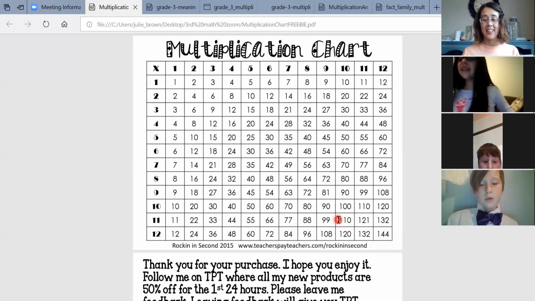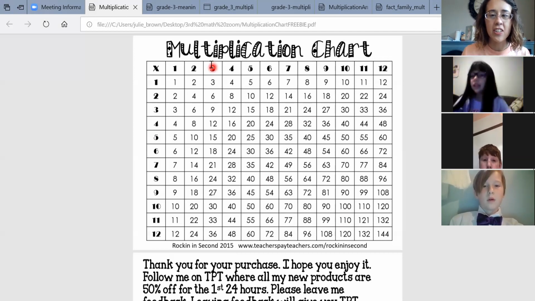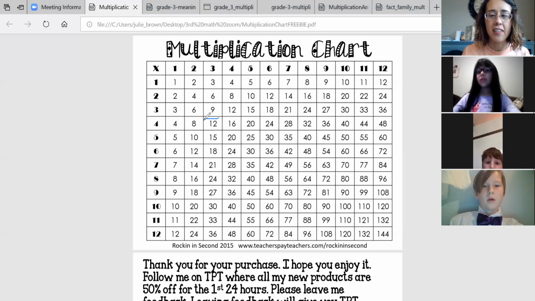Probably you can't see it. 11 times 10 is 110. Good. Yeah. Maybe I should circle these instead. Let's try circling, see if you can see it better.